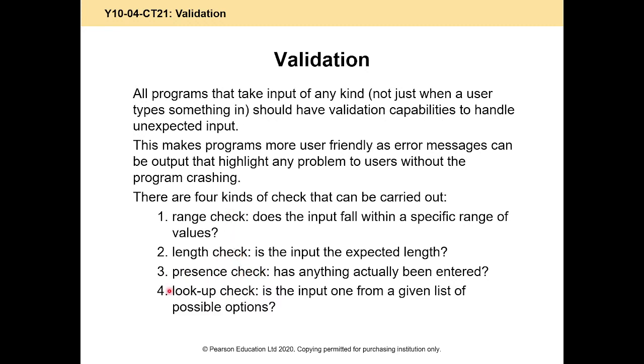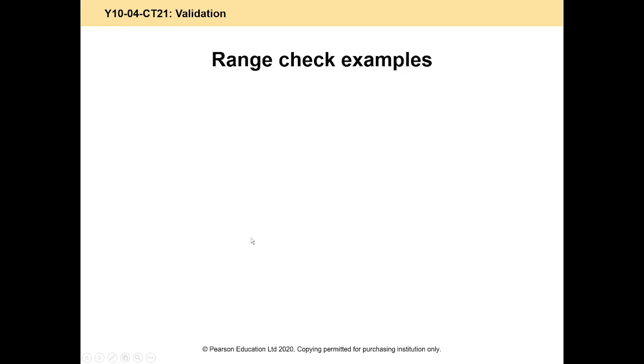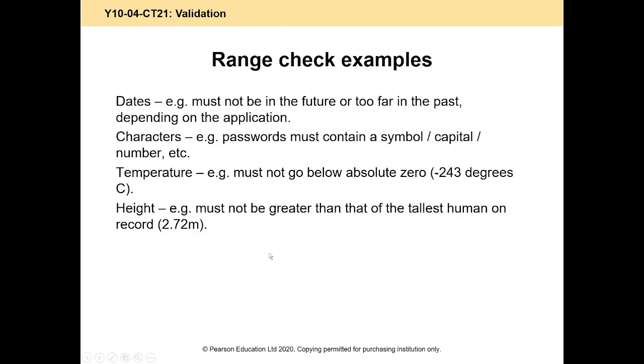And then if there's only maybe 3 values, say you have a game that does paper, rock, scissors, and you want them to type in one of those options and nothing else, then you'd look up what they type in from a list and compare with those options. And that's it, really. How do we do them?